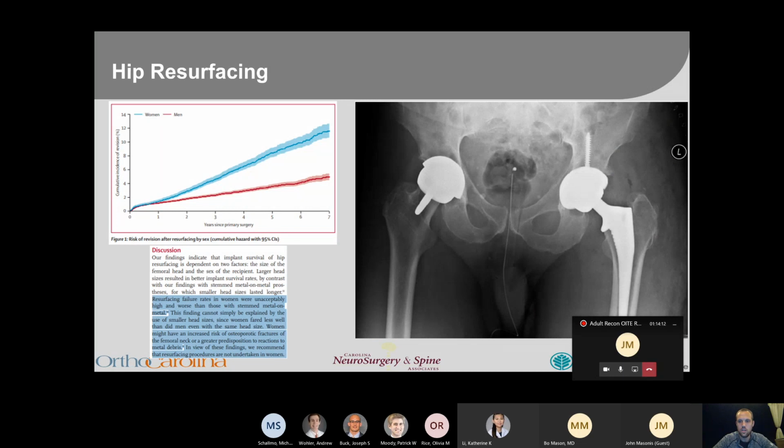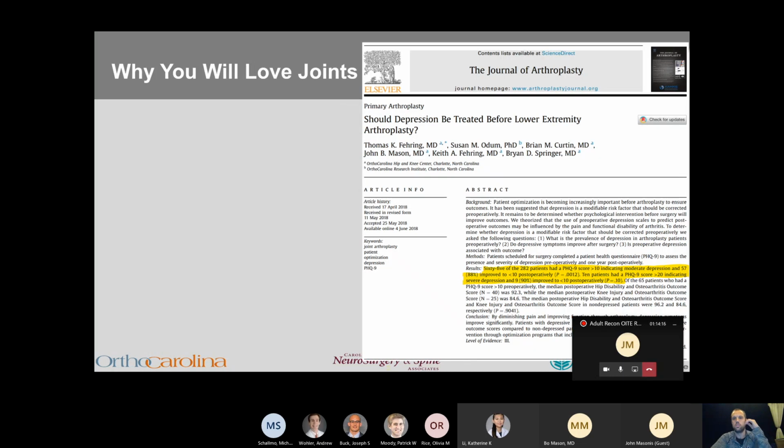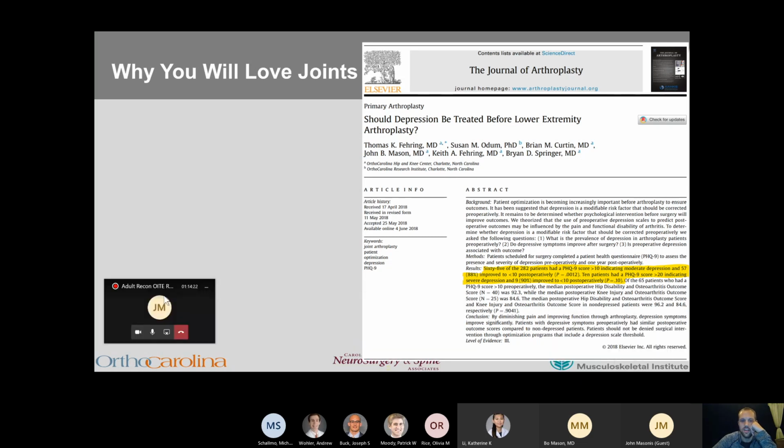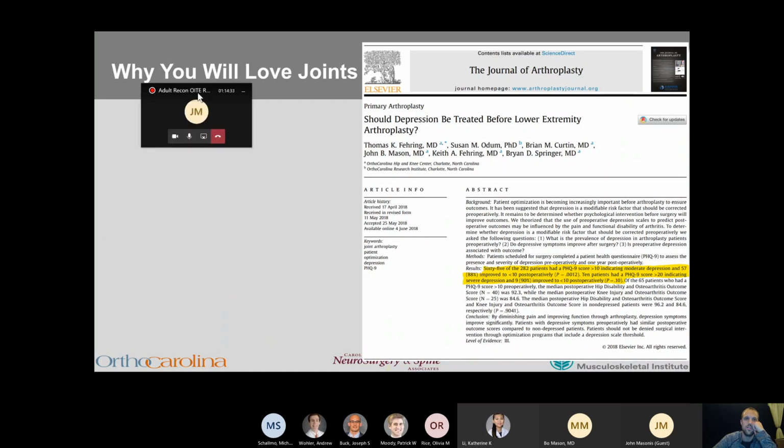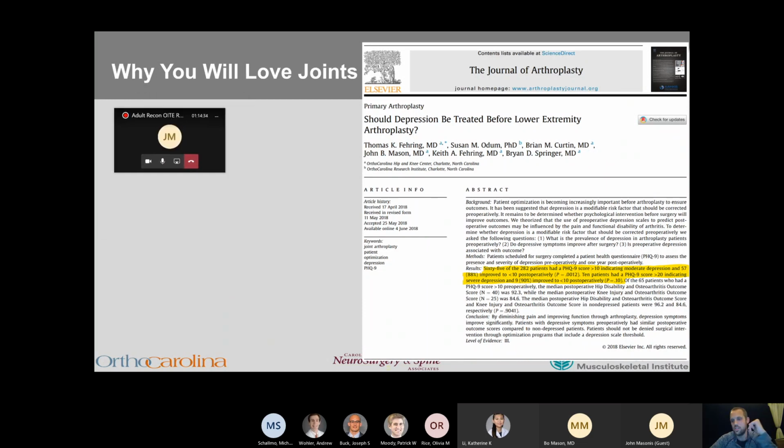So that's kind of all the topics I had, and then I thought I would close with, for those of you who haven't done joints yet, why you will love joints, which I thought was a cool study out of here, where they showed that arthroplasty fixes depression more effectively than antidepressants. And so for those of you who haven't been on joints yet, when you come onto the service soon, you will have the joy of working with very happy patients.